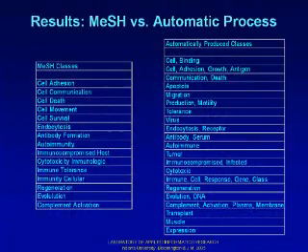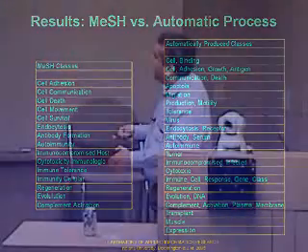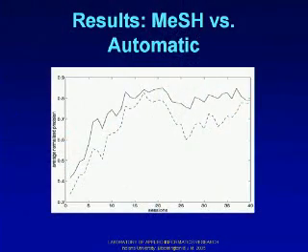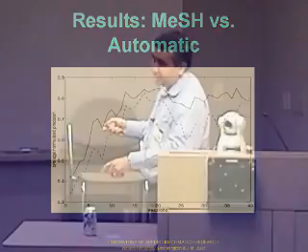So here what I'm going to present are some experiments to evaluate these automatically produced classes. Okay? So classification accuracy, we measured using homogeneity. The golden set, 0.6, standard deviation is relatively high. Accuracy correlated with filtering or retrieval performance using normalized precision. With higher classification accuracy, filtering improved. So for those classes where homogeneity is higher, we got better normalized precision.